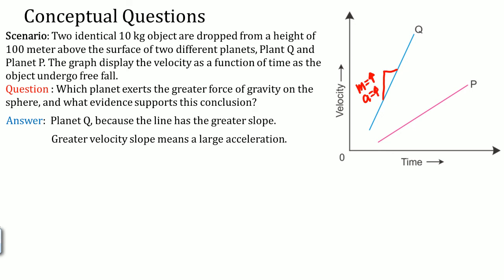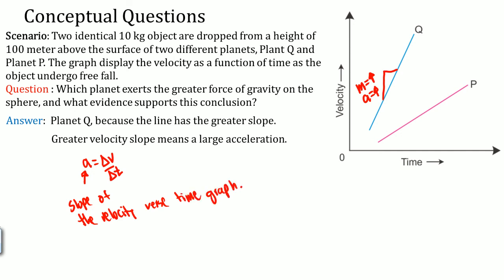So the greater velocity slope means the greater acceleration, because again, the acceleration is the change of v over the change of t. So acceleration can be seen as the slope of the velocity versus time graph. There you go. So that is everything that you need to know when it comes to the gravitational field.